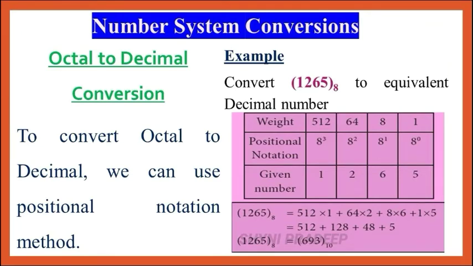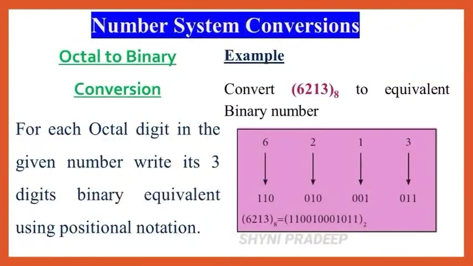First write the positional notation: 8 power 0, 8 power 1, 8 power 2, 8 power 3, and write its equivalent weight. 8 power 0 means 1, 8 power 1 means 8, 8 power 2 means 64, 8 power 3 means 512, and write the given number 1265. Now multiply each digit with its equivalent weight, which means 5 into 1, 6 into 8, 2 into 64, 1 into 512. After that add all the values. 512 plus 128 plus 48 plus 5 is equal to 693 base 8. Okay. Next, octal to binary conversion.